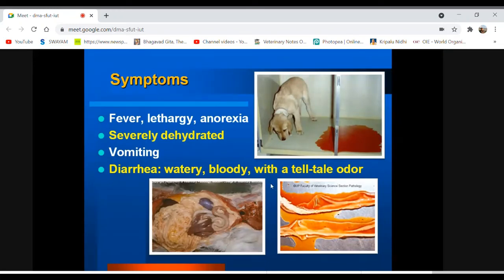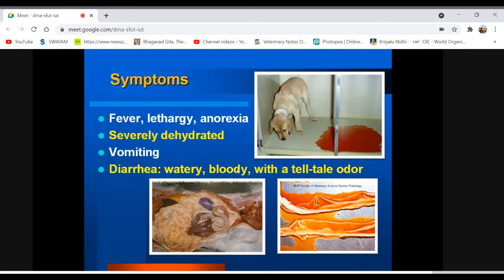Okay, so whenever you see an affected dog in the cage or where the dogs are kept, they will show a high rise of temperature, be very lethargic with loss of appetite, and be severely dehydrated and emaciated. There may be severe vomiting that may be bloody or without blood, and diarrhea that is watery, bloody, with a very typical smell known as telltale odor. Telltale odor is a very typical smell.